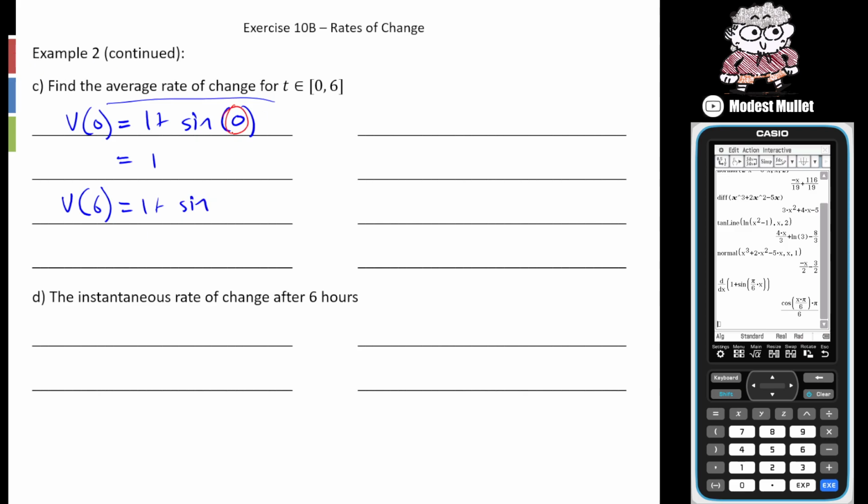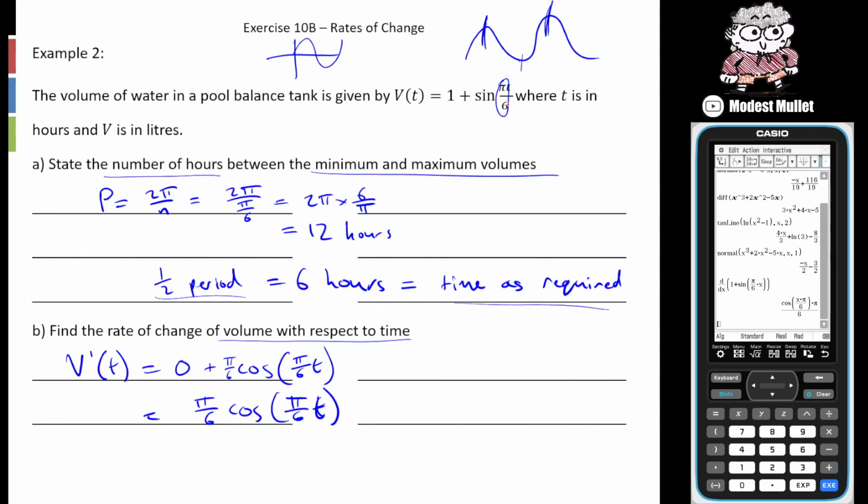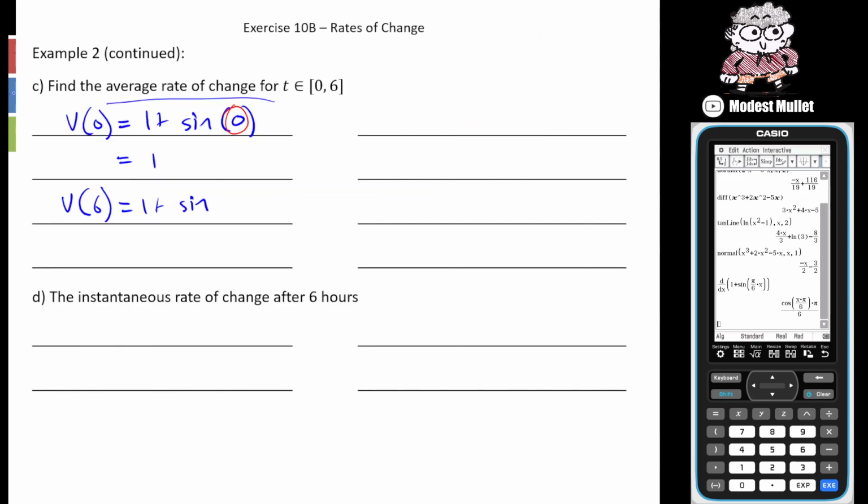And just to clear, I simplified this. It's just 0 times by pi on 6, which is still 0. But we get 6 times by pi on 6, which is 1 plus sine of pi, which sine of pi also happens to be 0, so we get 1. So the average rate of change is equal to 1 take away 1 over 6 take away 0, which is 0 divided by 6, which is still just 0.